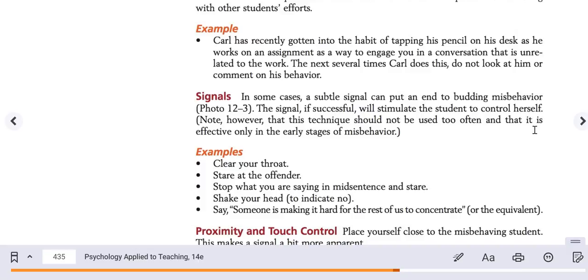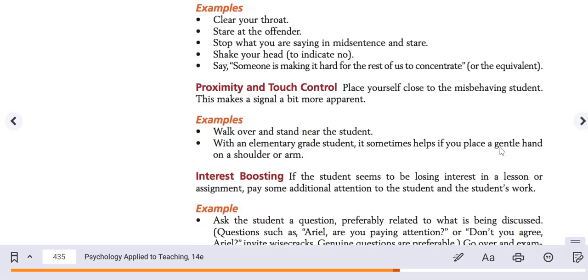Signals. In some cases, a subtle signal can put an end to budding misbehavior. The signal, if successful, will stimulate the student to control herself. Note, however, that this technique should not be used too often and that it is effective only in the early stages of misbehavior. Examples: clear your throat, stare at the offender, stop what you're saying in mid-sentence and stare, shake your head to indicate no, say someone is making it hard for the rest of us to concentrate, or the equivalent.